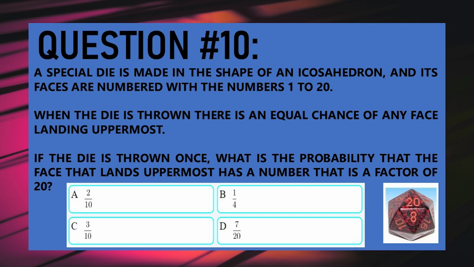Question number 10. A special dice is made in the shape of an icosahedron and its faces are numbered with the numbers 1 to 20. When the dice is thrown, there is an equal chance of any face landing uppermost. If the dice is thrown once, what is the probability that the face that lands uppermost has a number that is a factor of 20? Letter A, 2 over 10. Letter B, 1 over 4. Letter C, 3 over 10. Or letter D, 7 over 20.